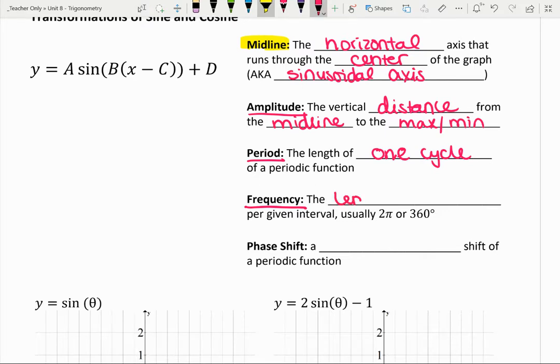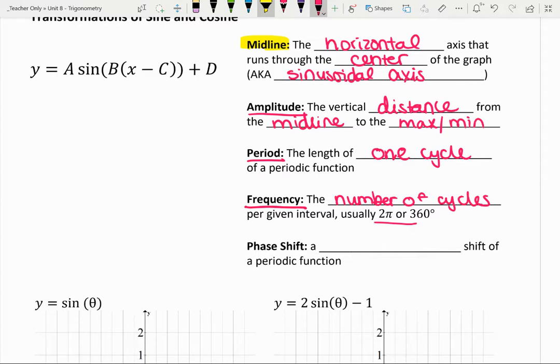Frequency refers to the number of cycles per given interval, which is usually 2 pi or 360 degrees, unless stated otherwise. So if period is the length of a cycle, frequency is the number of cycles in 2 pi or 360 degrees. And so we'll see as we start to change the period, that will change the frequency and vice versa.